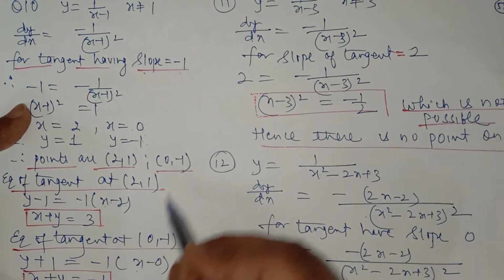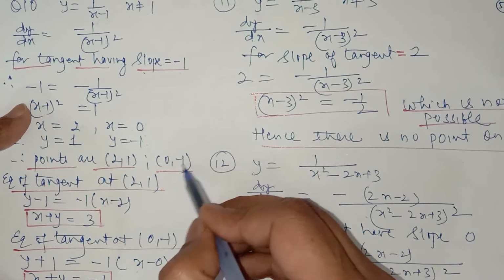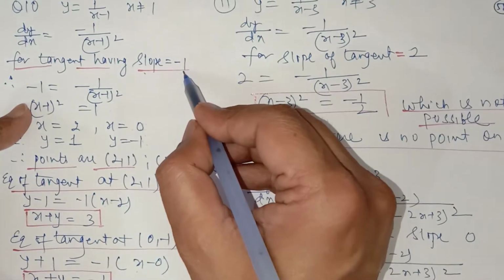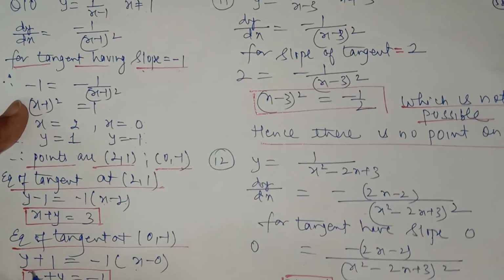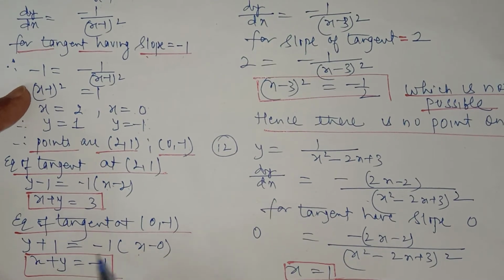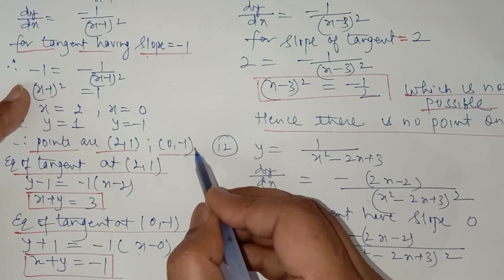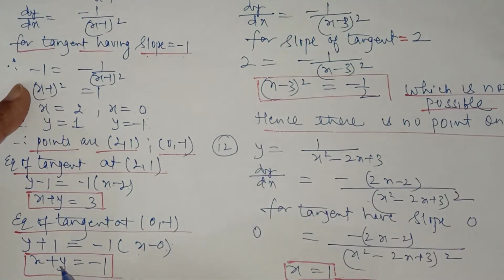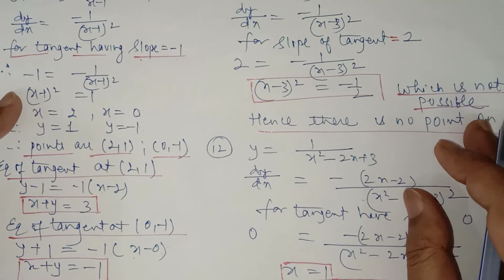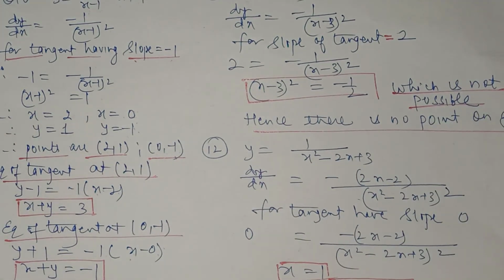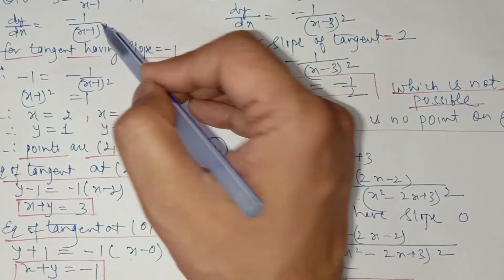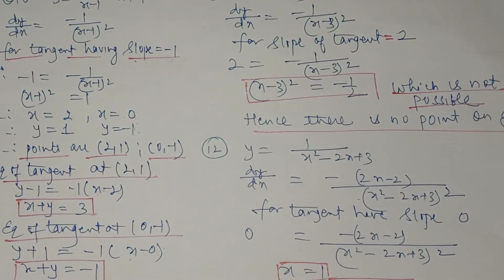Now the equation of the tangent at the point x1, y1 equal to (0, minus 1), and the slope will be equal to minus 1. So the equation of tangent is y minus y1 is equal to slope times x minus x1, where x1 is 0 and y1 is minus 1. So it will be x plus y is equal to minus 1. So these are the equations of the tangents where the slope of the tangent is equal to minus 1.